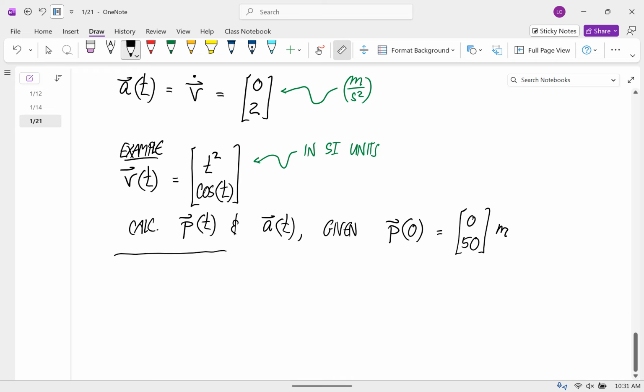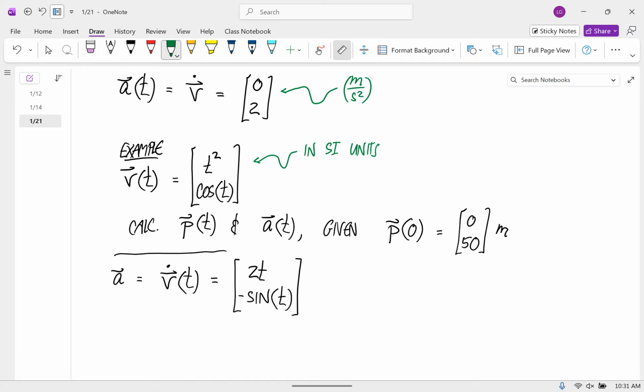Okay, so for this one, are we going in the derivative direction or the integral direction? That's a trick. Both? Both, yeah, one of each. Okay, so the easy way is to get the acceleration. So the acceleration is the time derivative of the velocity. And so that is 2t negative sine t. And this would be in units of meters per second squared, once you got a value out of that.